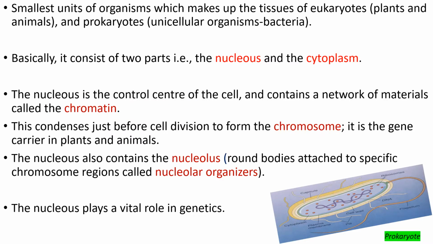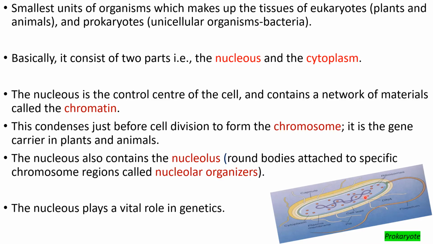Module 1 is all about the cell and cell division. So, what is the cell? Cell is the smallest unit of organisms which makes up the tissues of eukaryotes and prokaryotes. Eukaryotes are higher plants and animals, and the prokaryotes are unicellular organisms like bacteria.